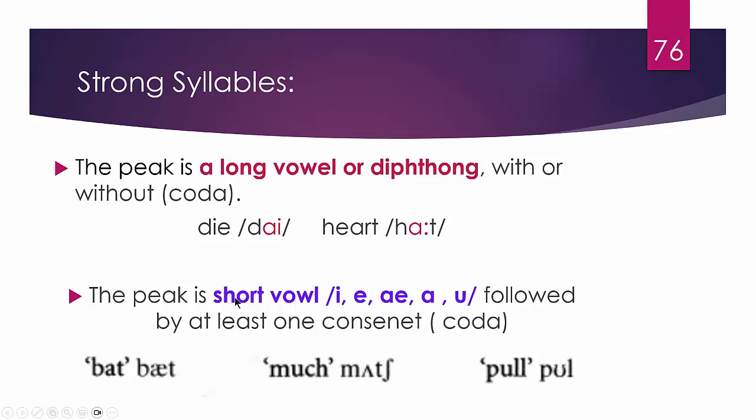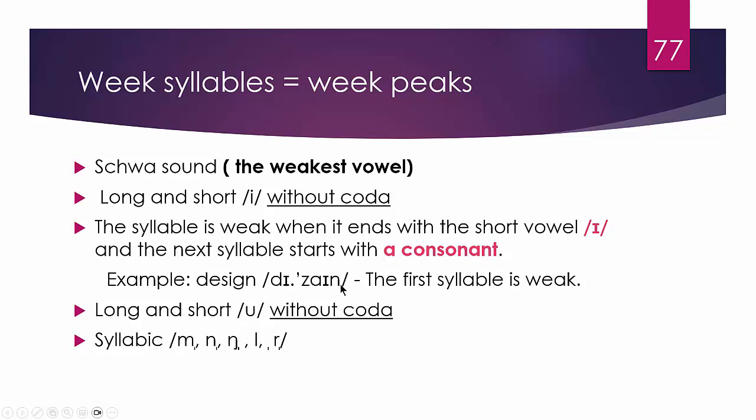The second one: the peak is a short vowel followed by at least one consonant. So we have a short vowel with a coda, like bat, much, po. Okay, this is the second one. So we have the weak syllable. Weak syllables equal weak peaks. The schwa sound is the weakest vowel. So when you see the schwa sound in a syllable, you directly say this is a weak syllable.